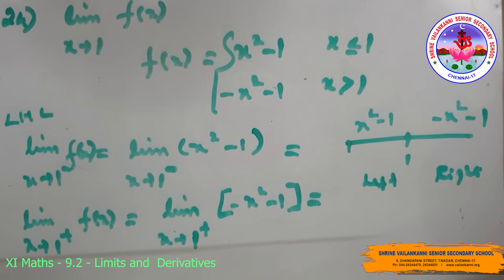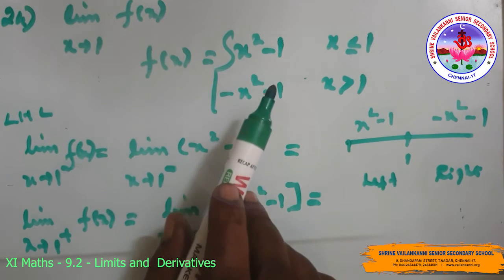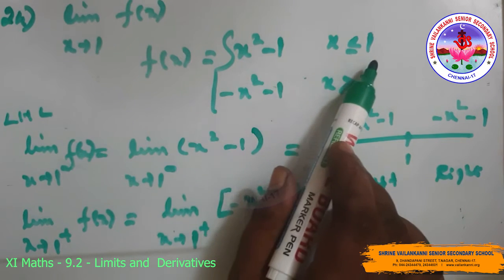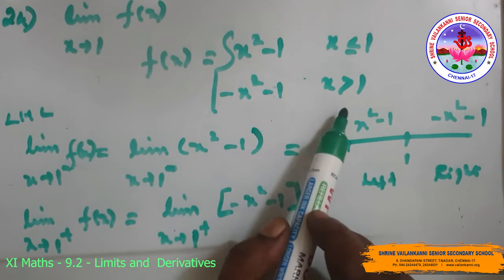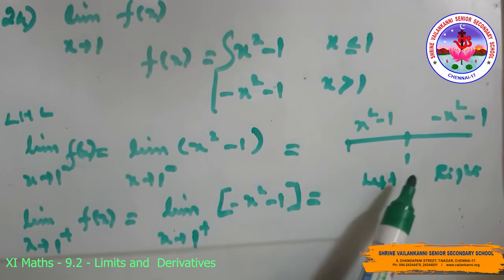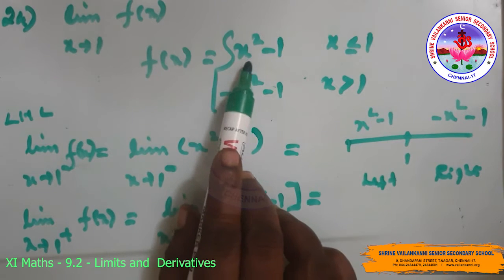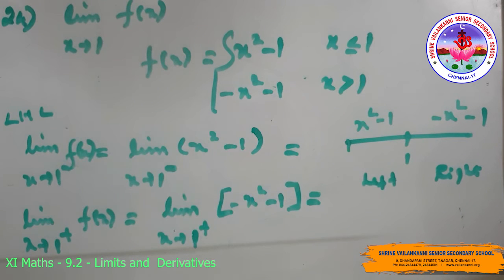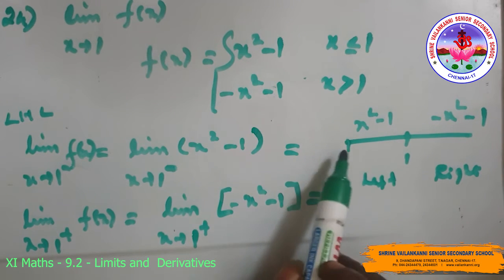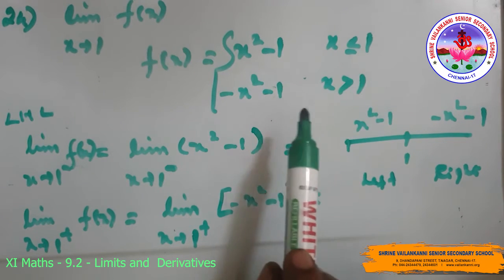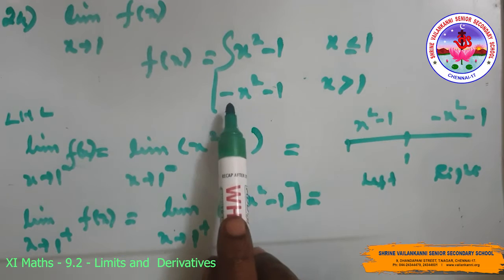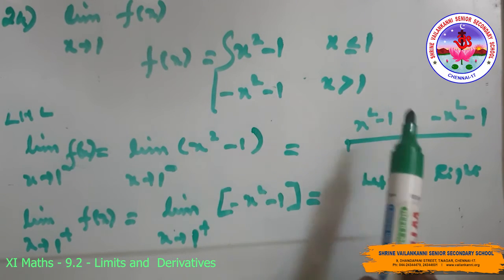24th question. Find limit x tends to 1 f of x, where f of x equal to x square minus 1 when x is less than or equal to 1 and minus x square minus 1 when x is greater than 1. So at x equal to 1, we have the function x square minus 1. To the left of 1, we have x square minus 1 since x is less than or equal to 1, and x is greater than 1, we have minus x square minus 1.